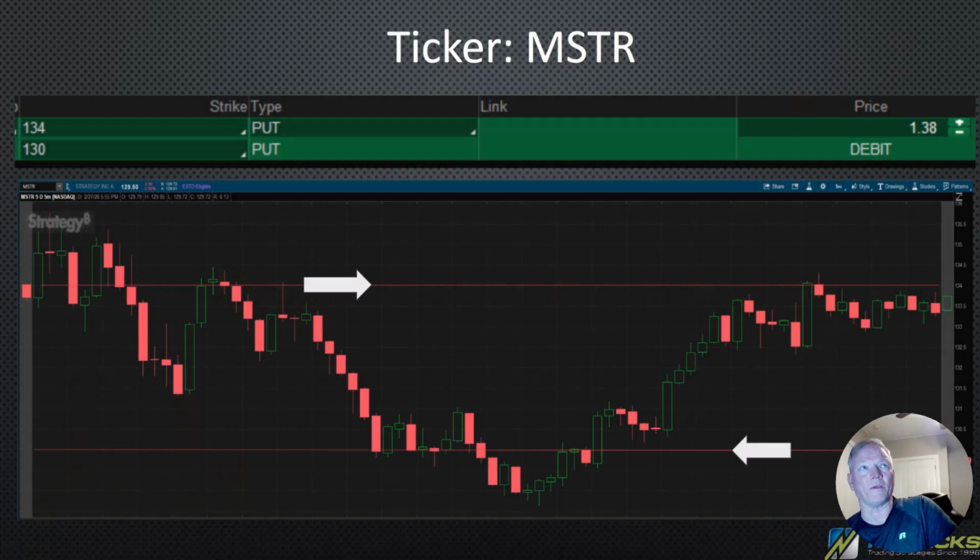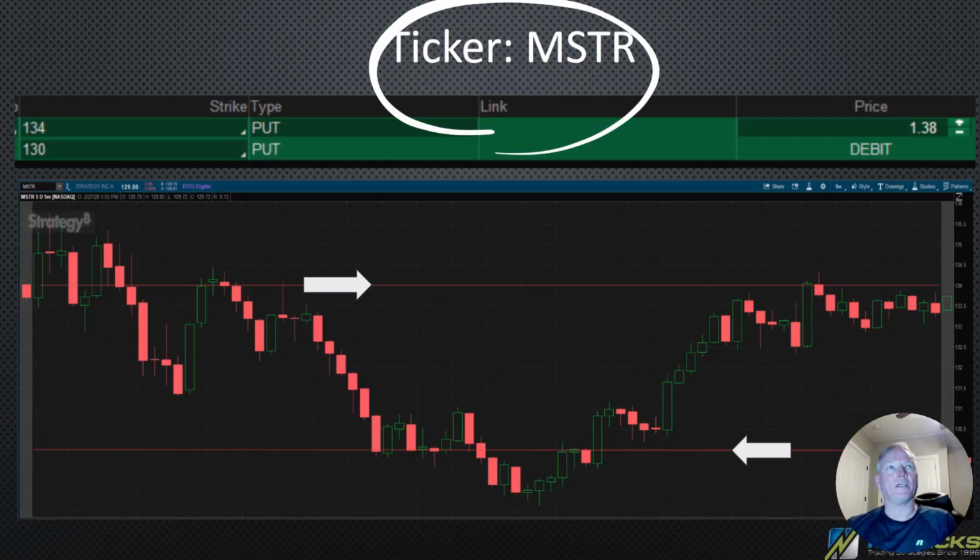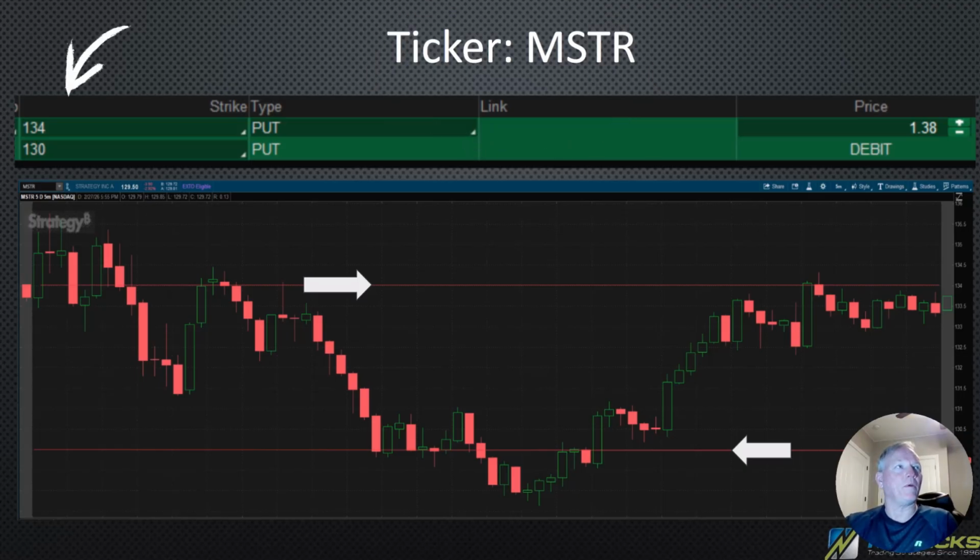For our example, we're going to be talking about a put debit spread. And for this example, we're going to be using MSTR, ticker MSTR. As you can see on the screen, we have a 134 put and we have a 130 put. We bought the 134 put, which is represented by the arrow on the red line at the top. We sold the 130 put, which is represented by the arrow on the bottom. We paid $1.38 for this spread.